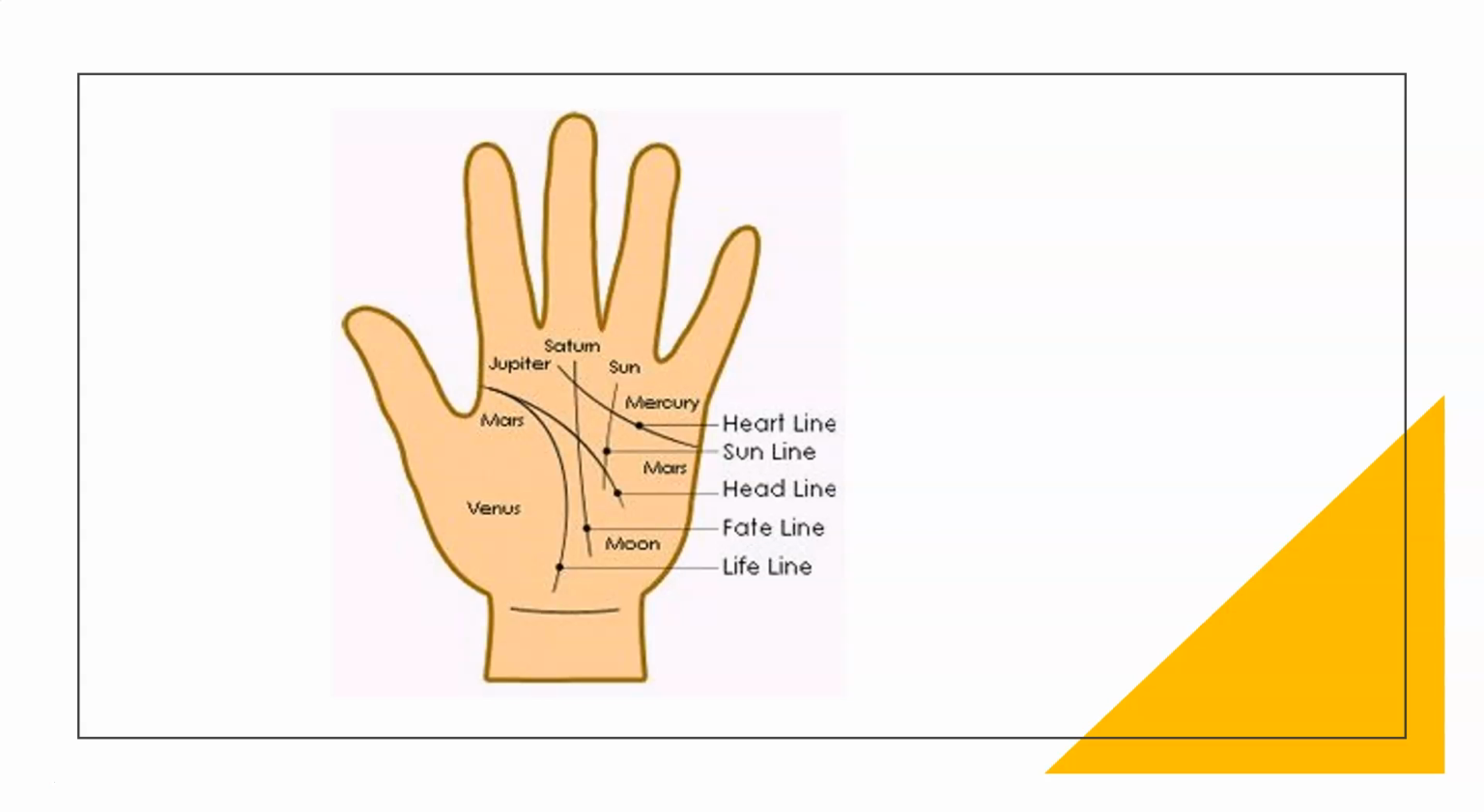Now, the Mercury line describes certain distinct health issues, mostly dealing with the digestive system and the liver. If it is deep and clear, then it will confer good health and improve even a delicate lifeline.